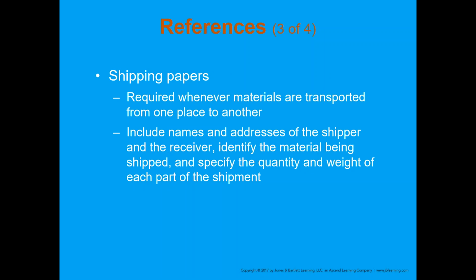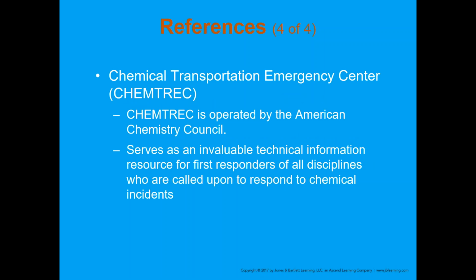Shipping papers are required whenever materials are transported. They have the names and addresses on there, the name of the material, how much, and the weight of each part. The papers for road and highway are called bills of lading or freight bills, and they're pretty much always located in the cab of the truck, wherever the vehicle is transporting that stuff.